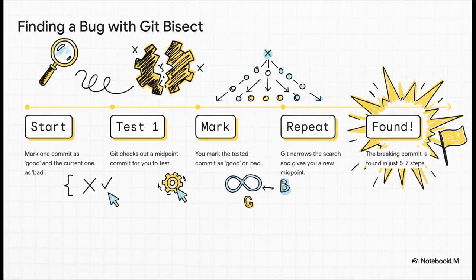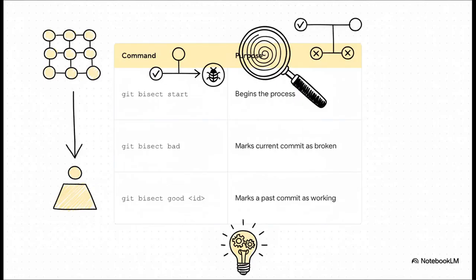You just tell Git a commit where things were working and the current broken one. It then does all the heavy lifting, using a binary search on your commit history and checking out a commit right in the middle for you to test. Your job is super simple. You just test that commit and mark it good or bad. Git then automatically repeats the search, narrowing the range of commits every single time. Even if you have hundreds of commits to search through, this process can find the single culprit in just 5 to 7 steps. It is an absolute game changer for tracking down regressions.